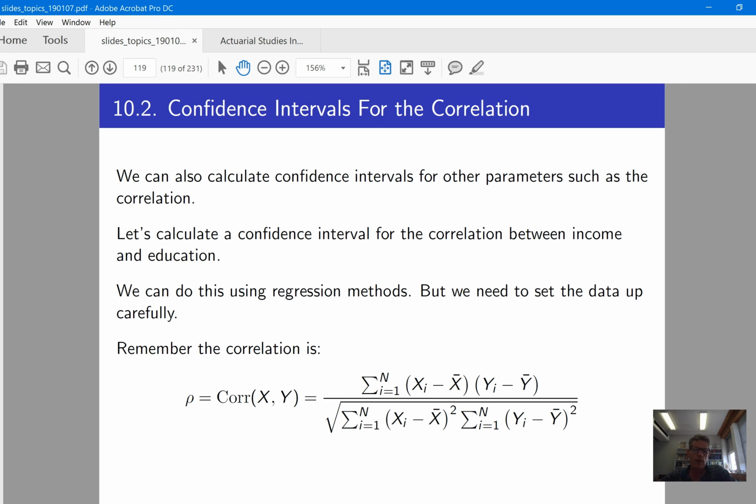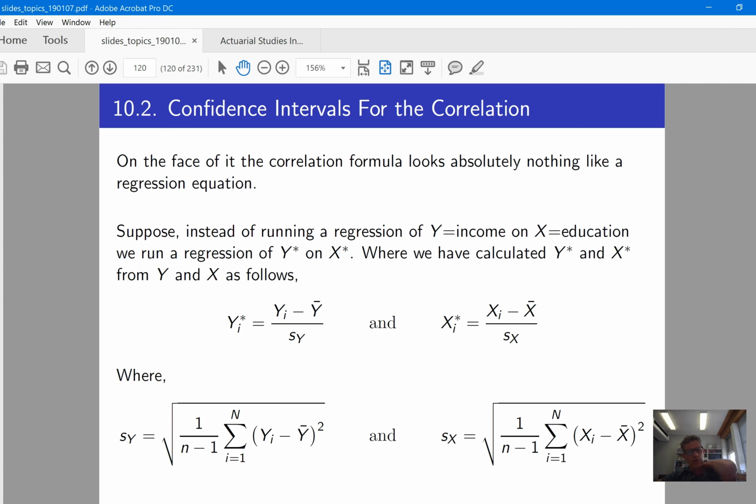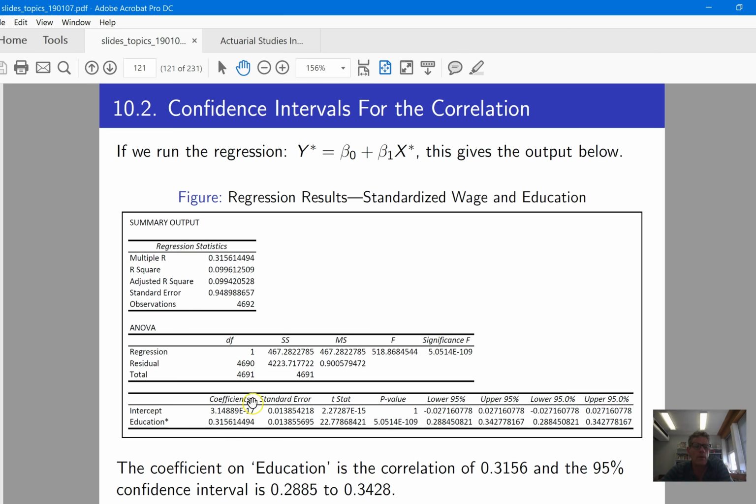Here's the formula that we have for calculating the correlation. It's a bit of a pain in the neck to plug that in and calculate it, and even worse to calculate the confidence interval for it. But the good news is that with a bit of creativity, which we don't expect you to be able to prove, but take my word for it, if I create a variable, which is y minus its mean divided by the standard deviation, and another variable x minus its mean divided by the standard deviation, and I regress y star on x star, then the coefficient that I get here, with an intercept by the way, is equal to the correlation coefficient between these two variables, the estimated correlation coefficient.